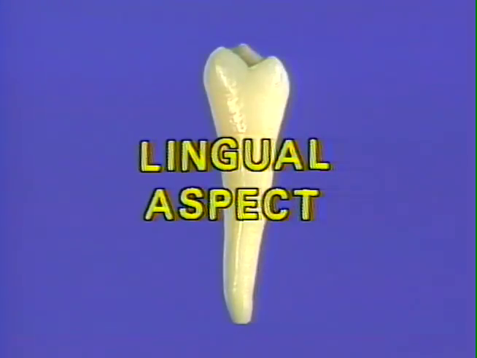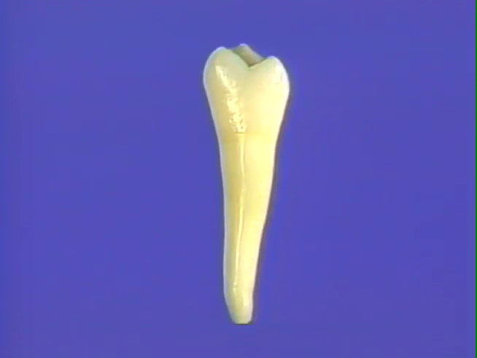The lingual aspect. From this view, it is noted that the lingual cusp or cusps are well developed in comparison to that of the first premolar. The mesial, distal, and cervical outlines are similar to those of the first premolar, although the lingual surface is wider mesiodistally and longer occlusocervically.